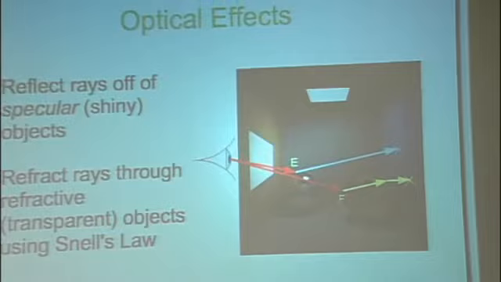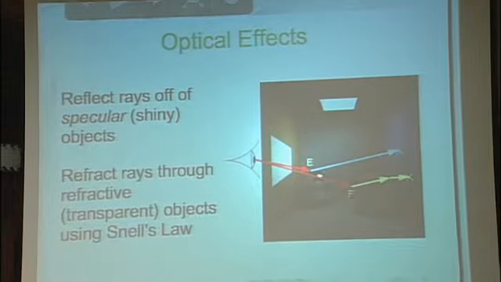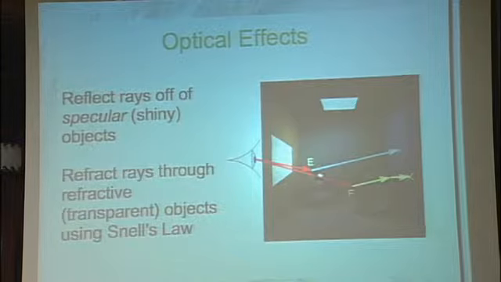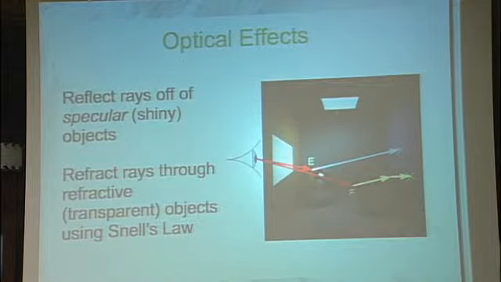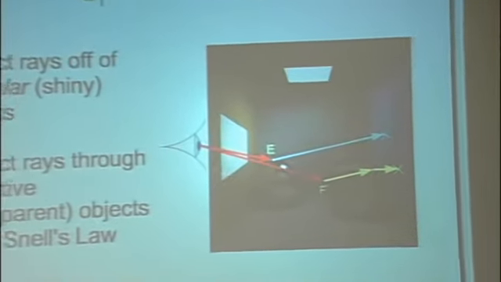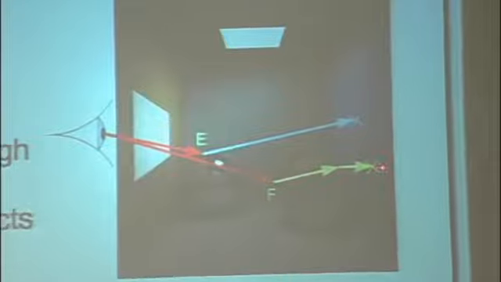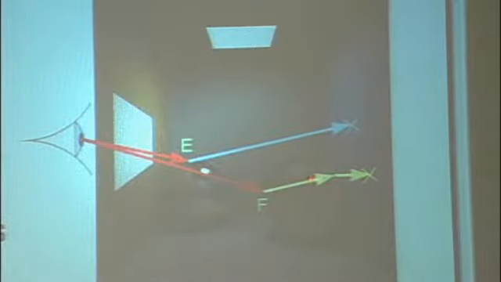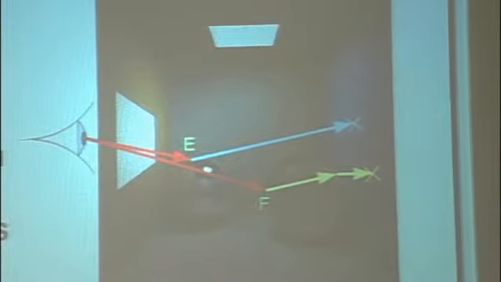And then reflection and refraction work very similarly to shadows, except instead of bouncing from here to the light source, you bounce off this metal ball at the angle of reflection, and you bounce through this glass ball using the angle of refraction you can calculate using Snell's law.